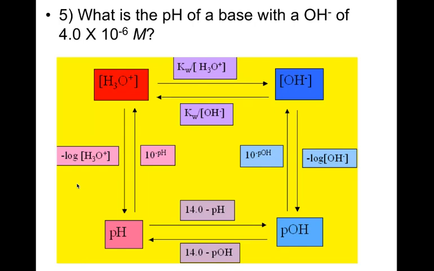What is the pH of a base with an OH of 4.0 times 10 to the negative 6 molarity? So we're starting off here with OH, and we're going to here, which is pH. So there are two pathways to get that. Pathway number one, you go in this direction over here to get H3O, and then you go down to pH. Pathway number two, you do negative log of OH to go down here, and you take 14.0 minus pOH here to make that work.